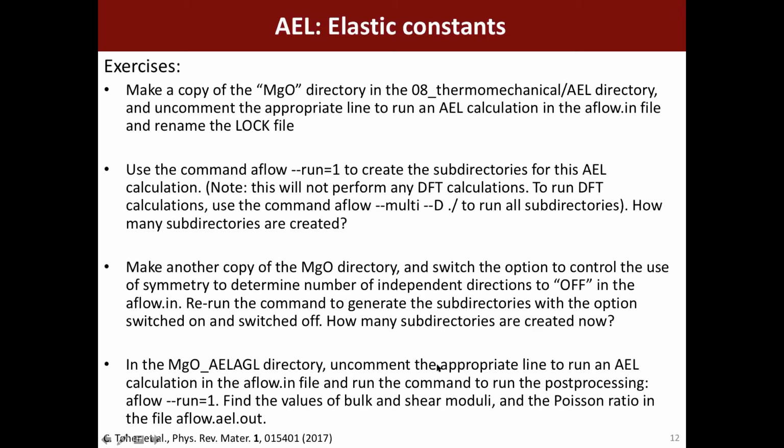And then the last one, you go into a separate directory where the calculations have already been run. You uncomment the appropriate line to run an AEL calculation. You should also rename the lock file here and then run this command aflow --run=1. And then you can look inside this aflow.ael.out file, and then you can find things like the values of the bulk and shear moduli, and you can also see things like the elastic constants.